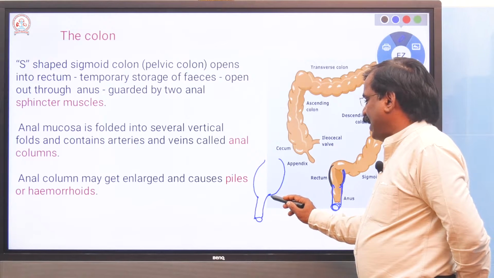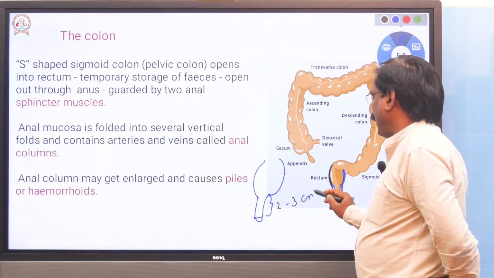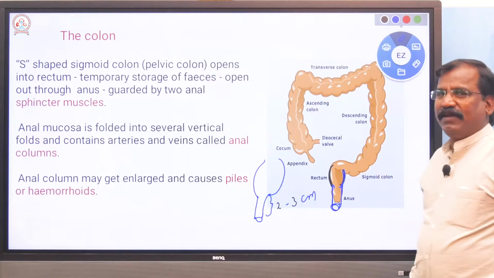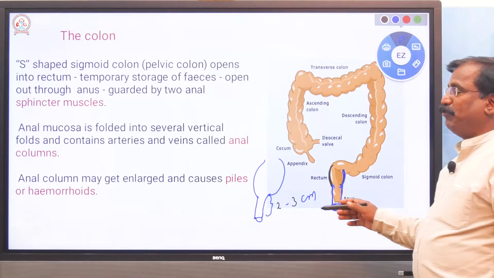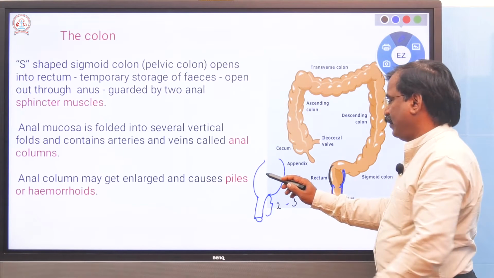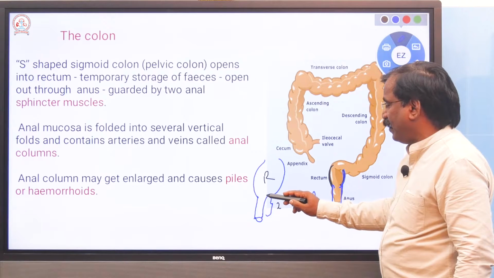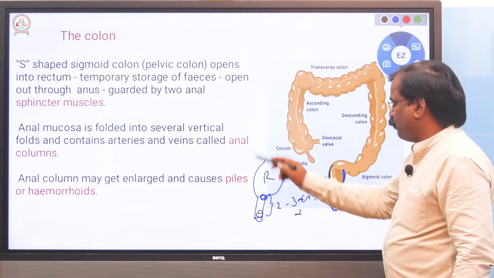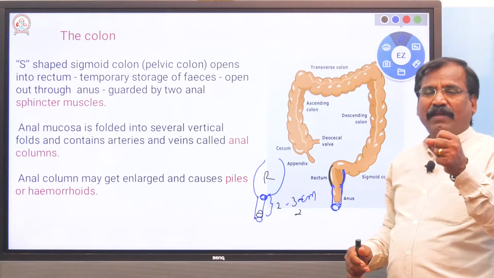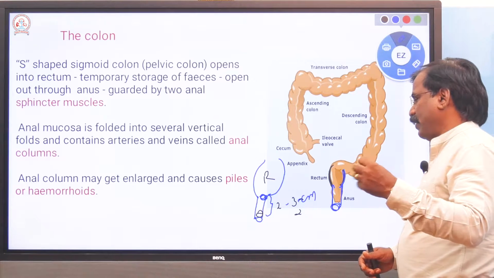The anal canal ranges from 2 to 3 centimeters in length. After the rectum comes the anal canal, and the opening is the anus. Here there are 2 sphincter muscles, the muscles which regulate the flow of fecal matter.